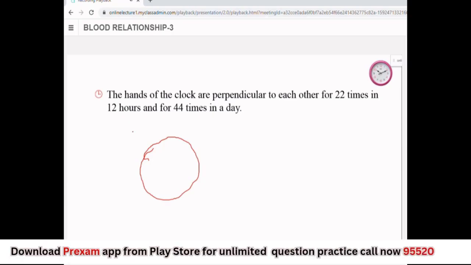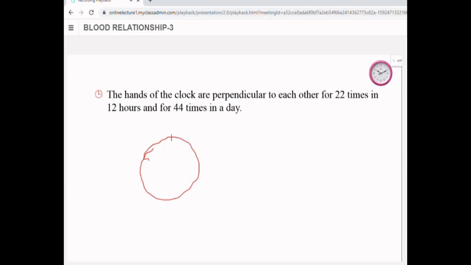This is the circle. This is 12. This is 3. Now at 15, the minute hand will be sharp on 3, but the hour hand will not be sharp on 12. It is somewhere here. The angle is not 90 degrees because our hand has moved. But after a little time, when the minute hand moves somewhere here, it will make 90 degrees.